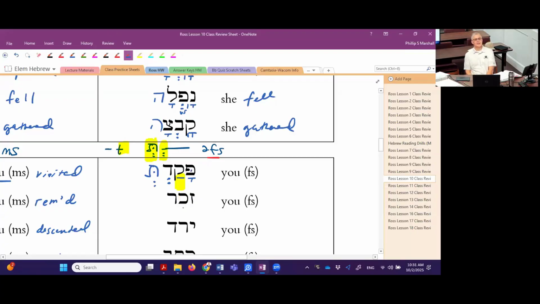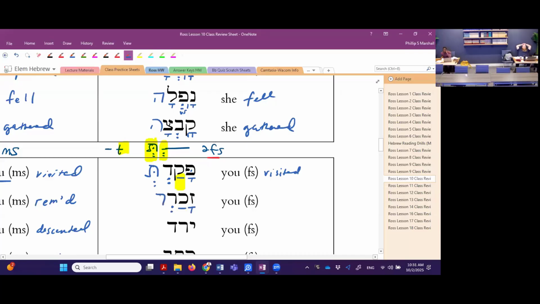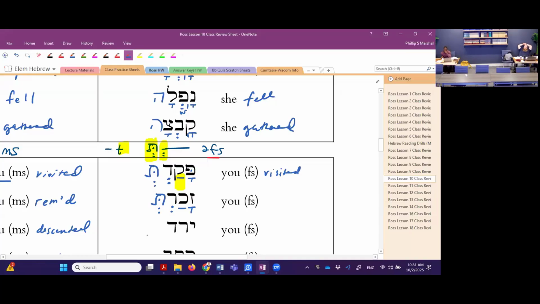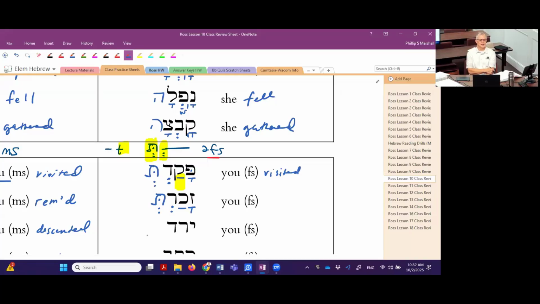I need the begadkefat letters, dagesh language, right? Okay, so pakad, you woman visited or appointed. Excellent. So zakhar should be long a, short a, resh takes what kind of shava? Silent. And then for you woman, it's t with a silent shava. And do I need an accent mark? No, I do not. Zakharet. So what's that mean? You remembered. Good. Do you think you'll remember zakhar means remembered?